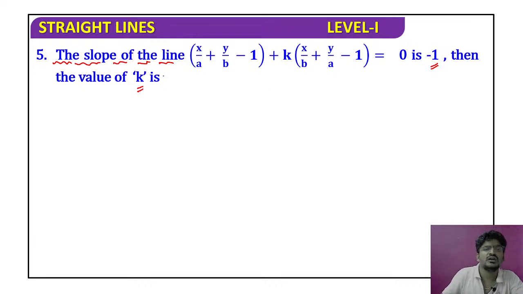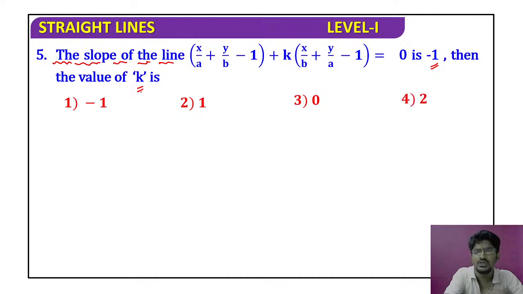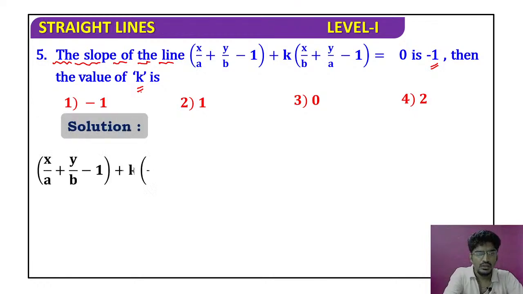So see here, the slope of this line is minus 1. Then what is the value of k they are asking? So you see the options: minus 1, 1, 0 and 2. These are the four options. Now let us see this equation.